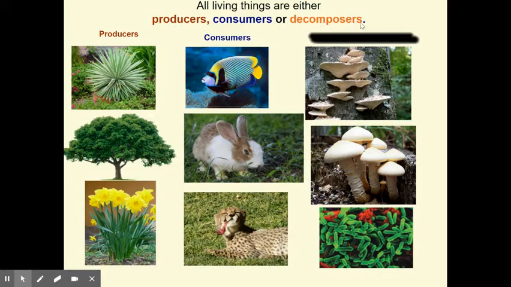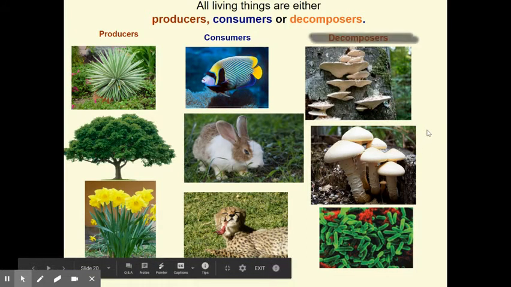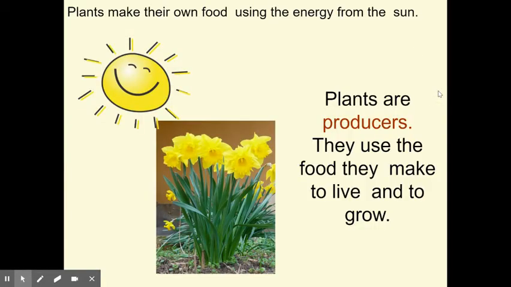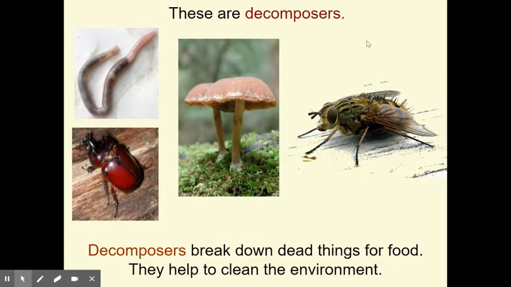Finally, we learned about decomposers last class. So this side, mushrooms, fungus, and bacteria, those are decomposers. They break down dead things and clean up our environment. They get their energy from dead things. So remember that plants make their own food by using energy from the sun. They're producers. These guys, flies, mushrooms, worms, beetles, are decomposers. They break down dead things for food. It cleans the environment, and that's how they get their energy.